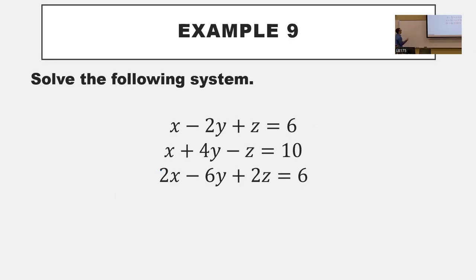So let's take a look at this example. Let's say we want to solve this system of 3 equations with 3 variables. X minus 2y plus z equals 6. X plus 4y minus z equals 10. And 2x minus 6y plus 2z is equal to 6.